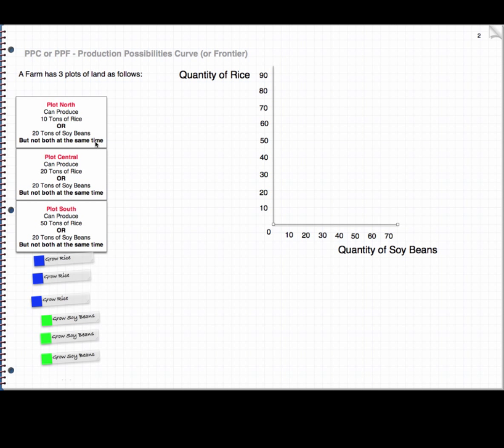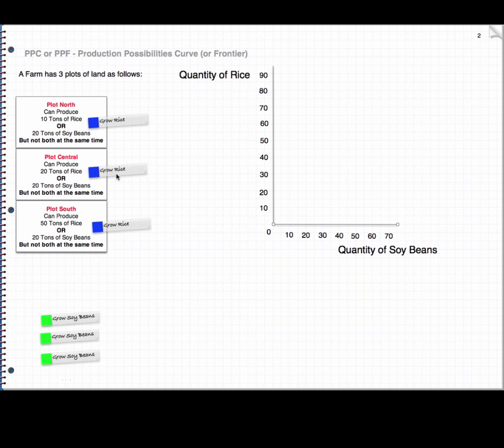So what if the farmer wants to grow something in between? Let's pretend the farmer's growing all rice, and the next year he wants to grow 20 tons of soybeans. So we have to decide, okay, which one of these plots of land does the farmer give up to grow soybeans? If he gives up plot south, the farmer will lose 50 tons of rice. Plot central, the farmer will lose 20 tons of rice. And for plot north, lose 10.